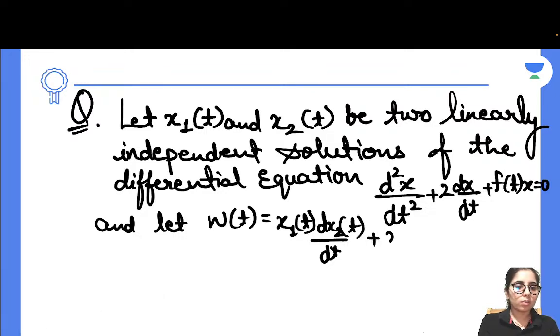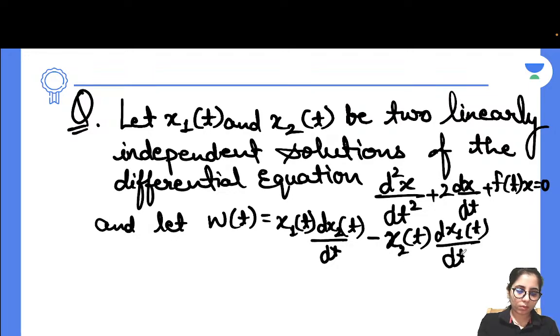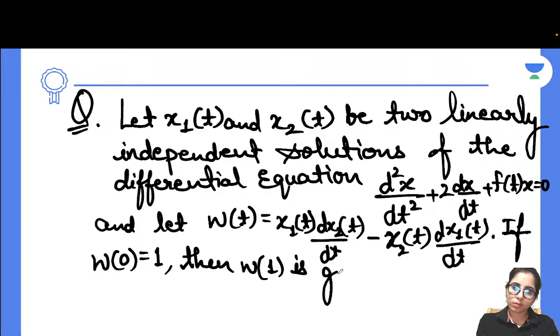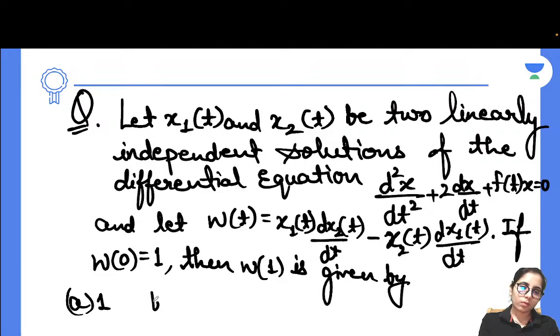It's a negative sign here. Let me just change it. It's e square, 1 over e, and 1 over e square.